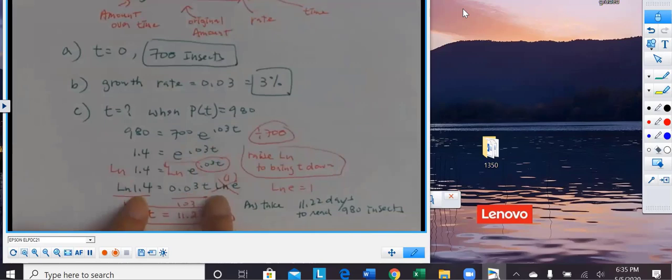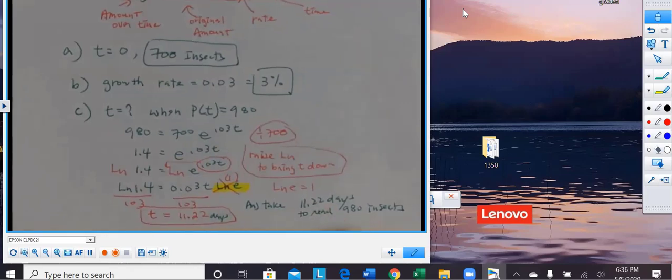So get down here. And don't forget ln e equals 1, right? So ln e is gone. I need to solve for 0.03t equal to that. So divide both sides by 0.03. And you found out the time is 11.22 days to grow the population to 980 insects, okay?